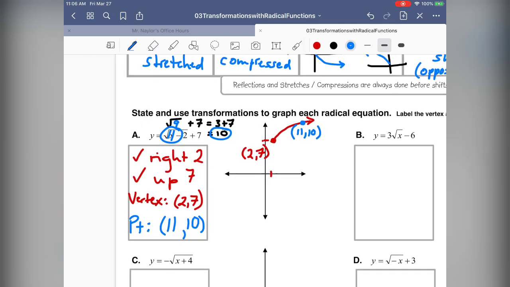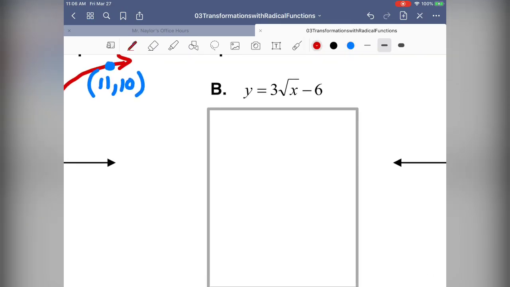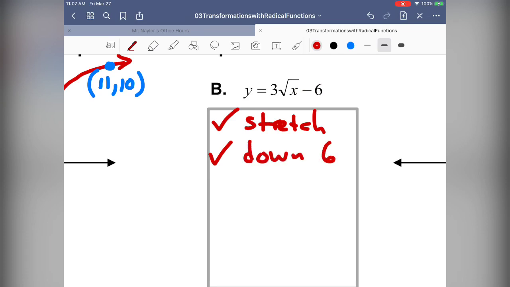You ready to try this with letter B? Okay, we're going to do the same thing. We're going to think about the transformations. You can think about them one by one, and then we'll end up getting a vertex, and we'll draw a graph with another point. So we have this 3 out front, and of course that's a number greater than 1, so that's going to stretch my graph. It's going to make it look more vertically stretched. We have this minus sign at the end, so it's going to shift our graph down. It's going to shift it down 6.